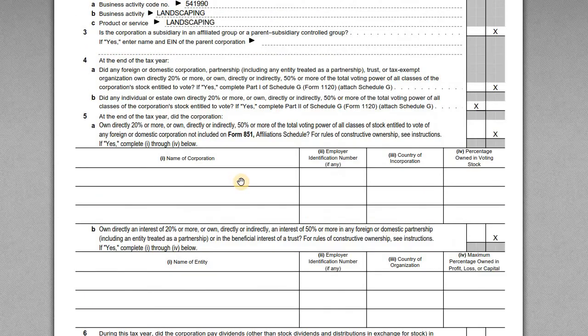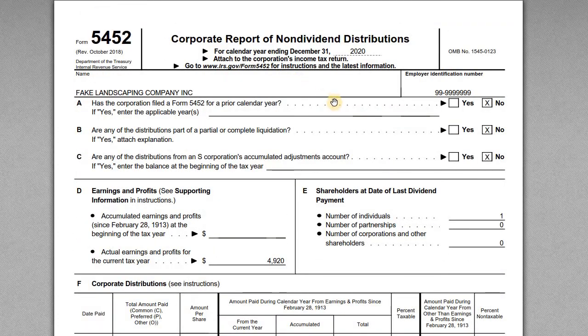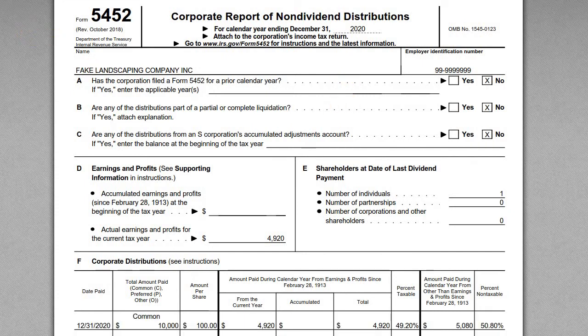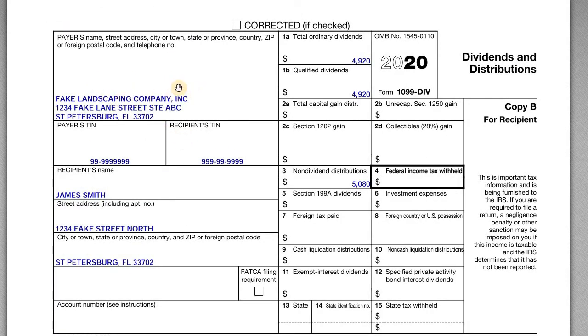So now if we want to look at how this impacts the actual shareholder, so this is the 5452 for the non-dividend distributions. If we look at the 1099-DIV, this is what the company would be filing, right? So we have the landscaping company here. This is the shareholder, James Smith. Now, remember, the amount of dividend here is $4,920. That's the amount of taxable dividend. And again, we're indicating it's qualified because James has held the stock for the appropriate amount of days where he's going to get the qualified dividend treatment. So $4,920 is the amount of dividend that's going to be taxable to James.